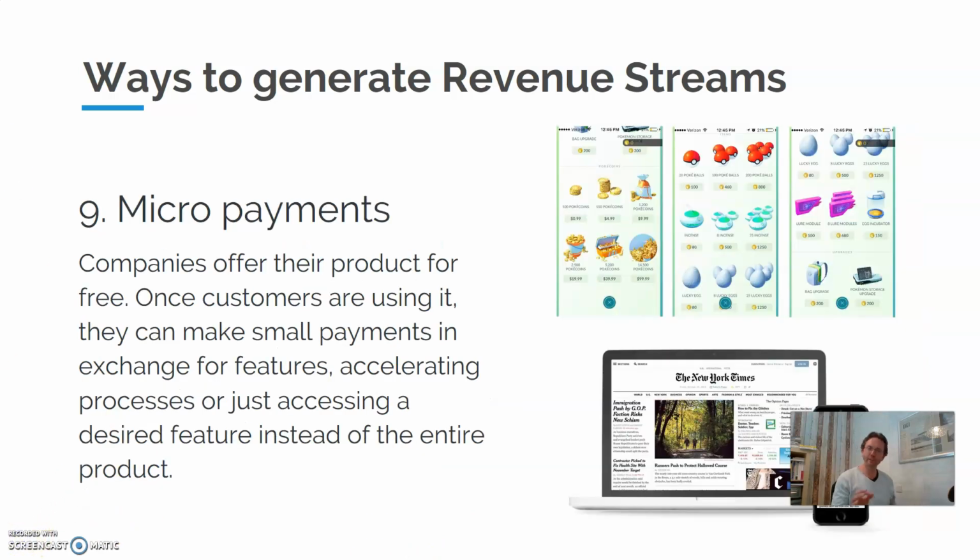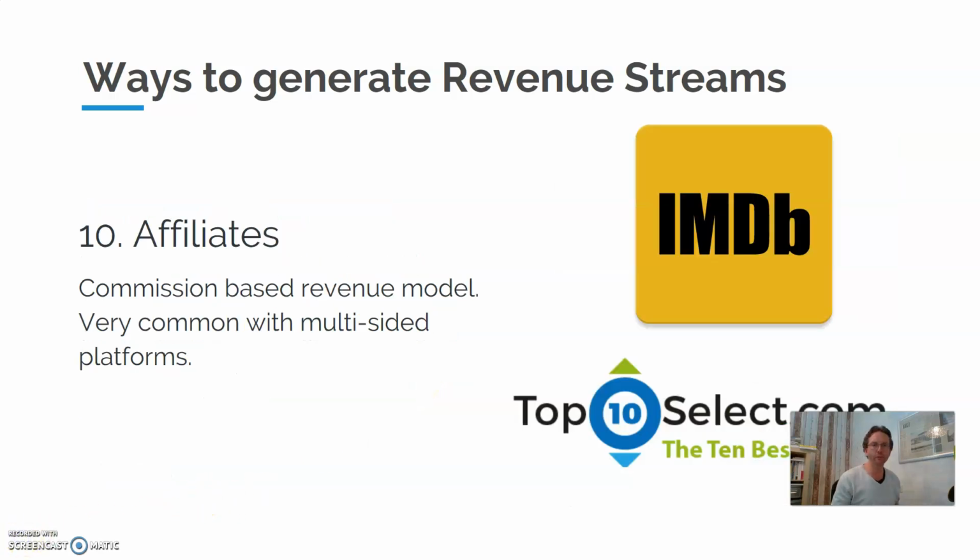You all are familiar with these small payments in your PlayStation games. We call them micropayments. Companies offer their product for free. Once customer is using it, they can make small payments in exchange for features in your games, for example. Affiliate revenue is revenue from websites that refer from their website to another website in order to get sales going. Commission-based.